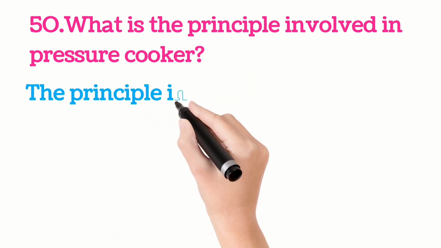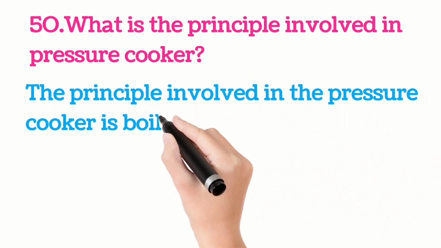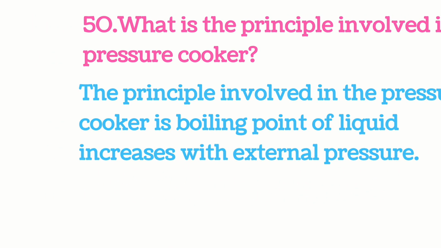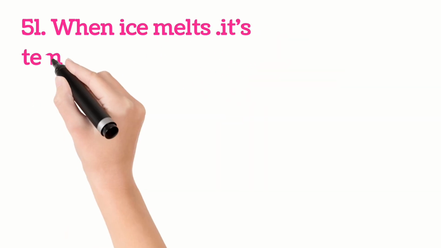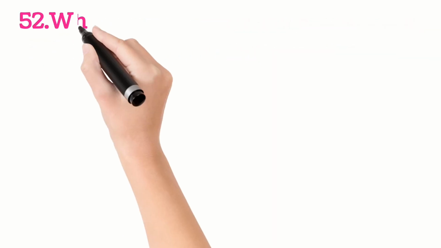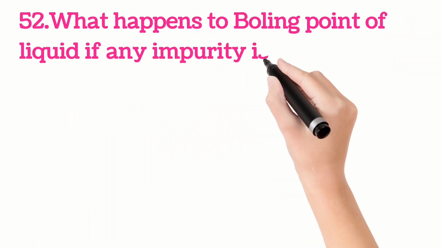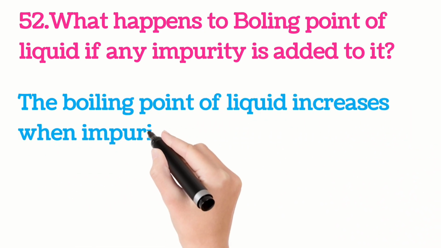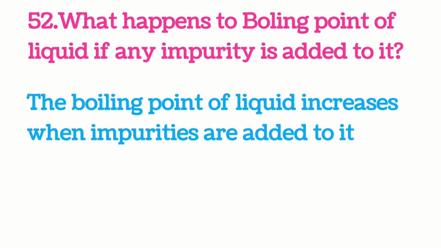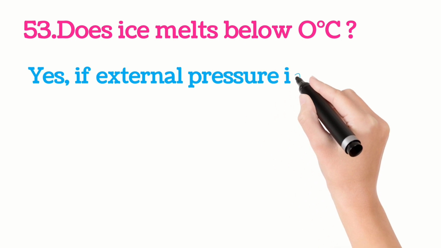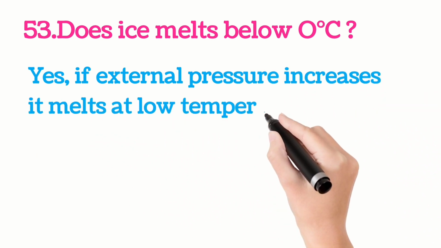What is the principle involved in the pressure cooker? The principle involved in the pressure cooker is boiling point of liquid increases with external pressure. When ice melts, its temperature remains constant. What happens to boiling point of liquid if any impurities are added to it? The boiling point of liquid increases when impurities are added to it. Does ice melt below 0 degrees Celsius? Yes. If external pressure is increased, it melts at low temperature.